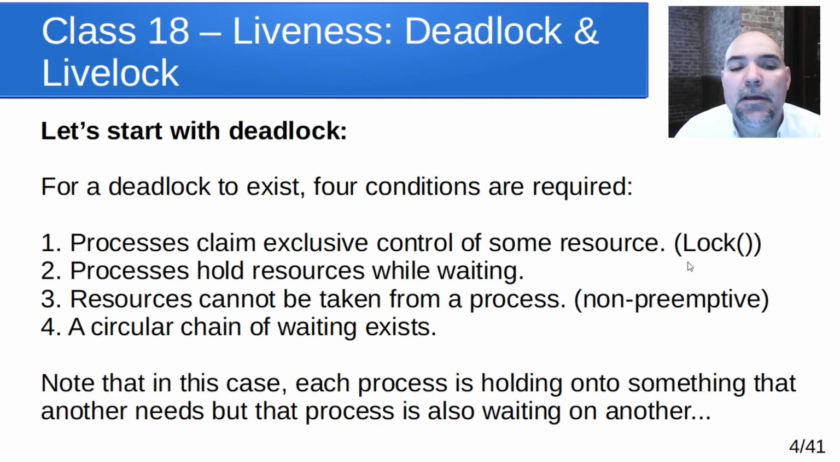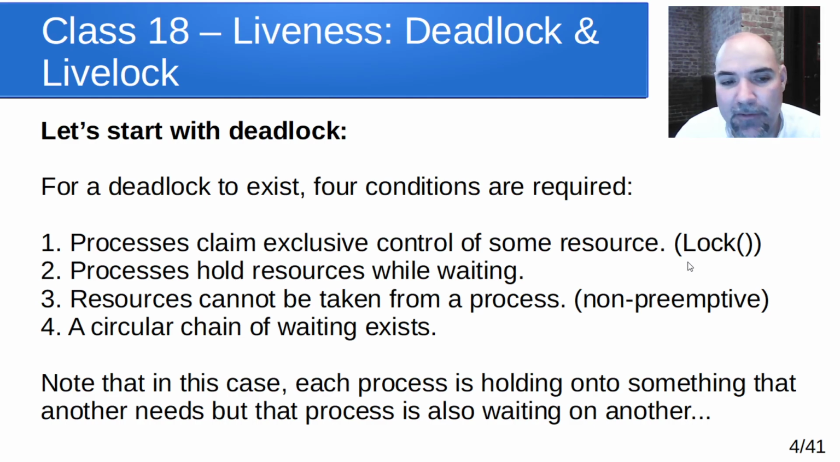All right, number 3, resources cannot be taken from a process. In other words, you can't force a process to give up a resource once it has it and it belongs to it. And the only way to force it to give it up would be to kill that process. And then the 4th one is a circular chain of waiting exists.